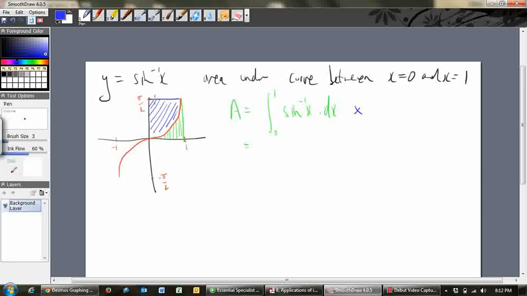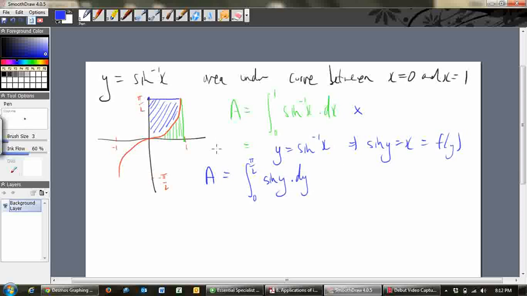So let's do it between the y-axis. So currently we've got y equals sine negative 1 x. Therefore, if we take the sine of both sides, we get sine y equals x, and that's our function of y. So in other words, the blue area will be equal to the integral between what? Well, it's between 0 and pi on 2. We're talking about the y values now, between 0 and pi on 2. And our function of y, which is sine y dy. That'll be our blue area there.